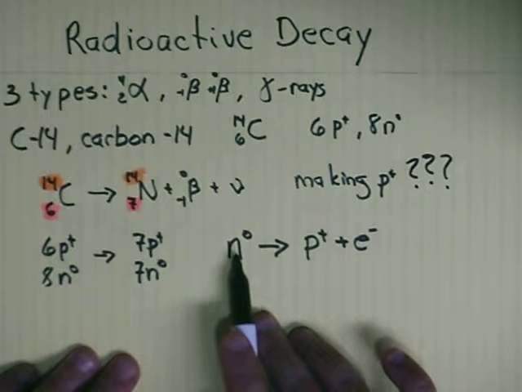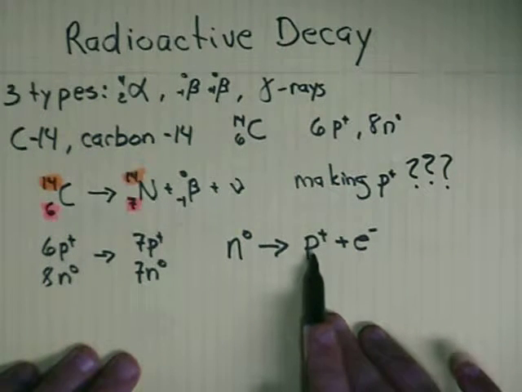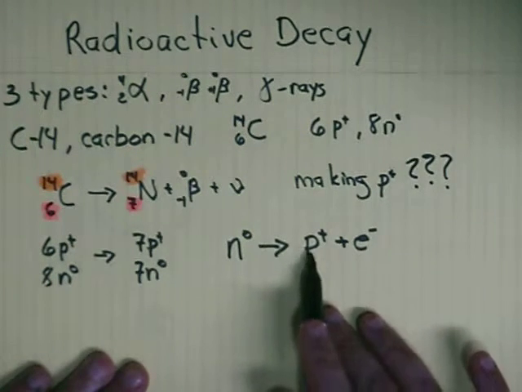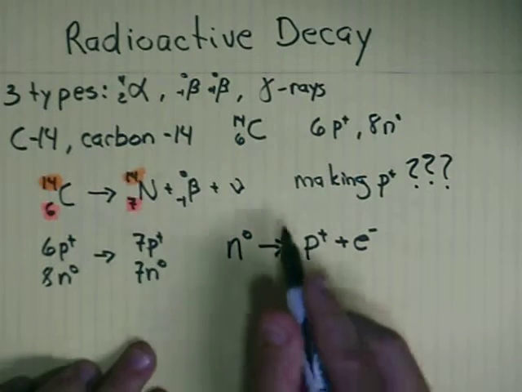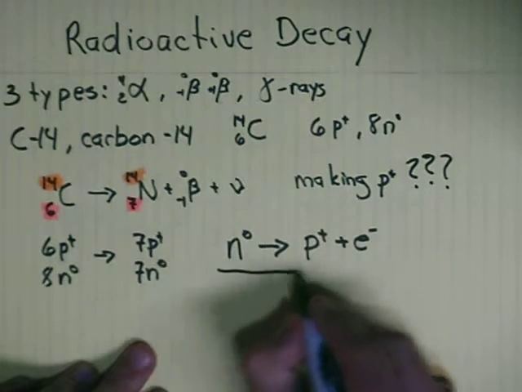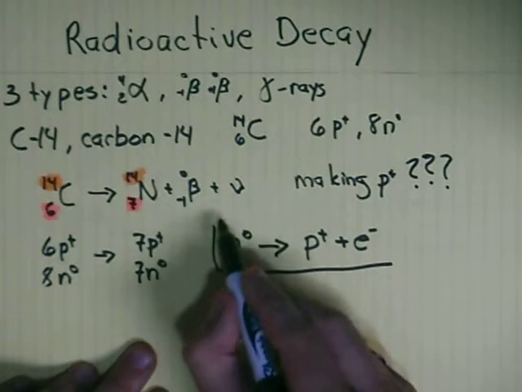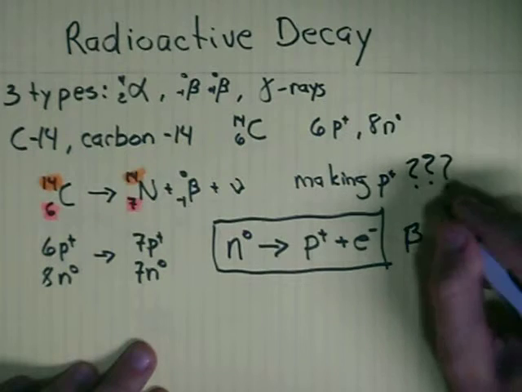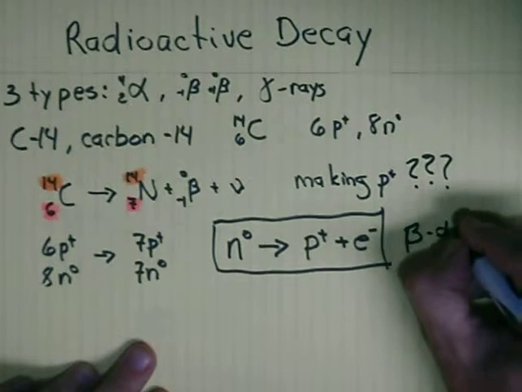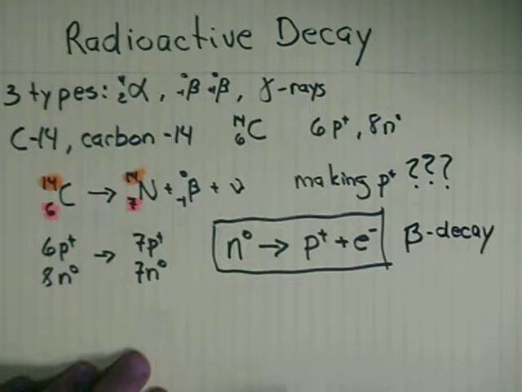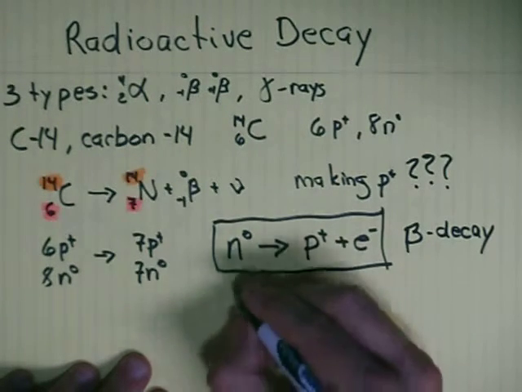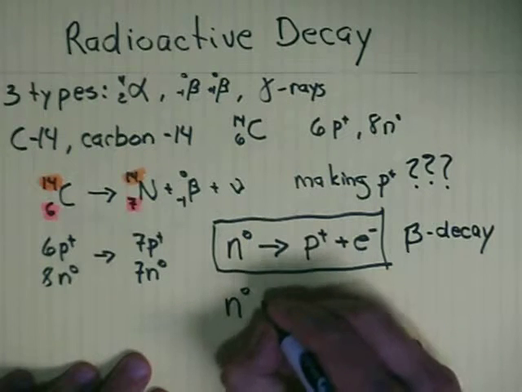Mass stays the same because the mass of the neutron is the same as the mass of a proton. The electron essentially has no mass. It has mass, but its mass is very insignificant compared to a proton and neutron. And so this is the underlying process for beta decay, the formation of beta particles, because this electron is our beta, the actual particle itself.